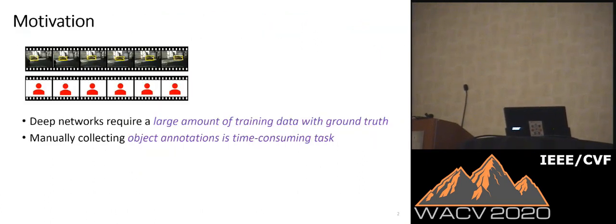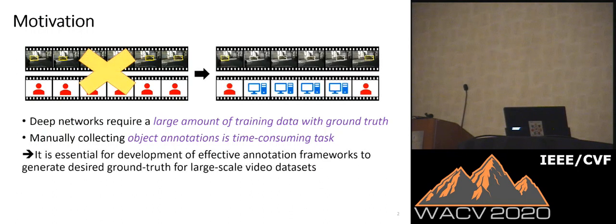As you know, deep networks require a large amount of training data with ground truth. However, manually collecting object annotations is a time-consuming task, so it's essential to develop effective annotation frameworks to generate the desired ground truth for large-scale video datasets. This project tackles this problem of video object annotation, where humans annotate some examples and then the machine learns to generate the remainder.